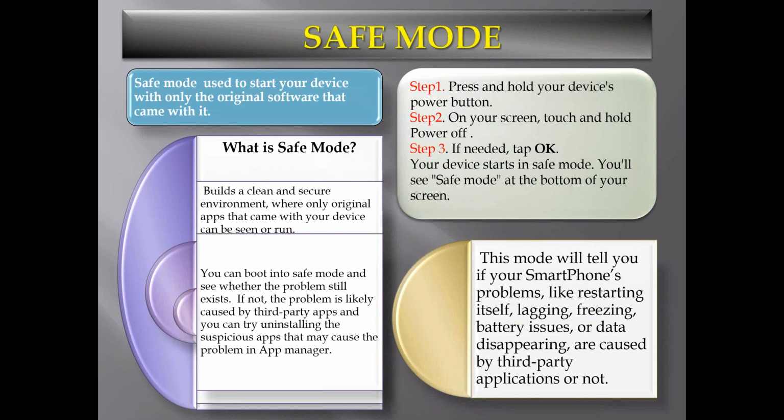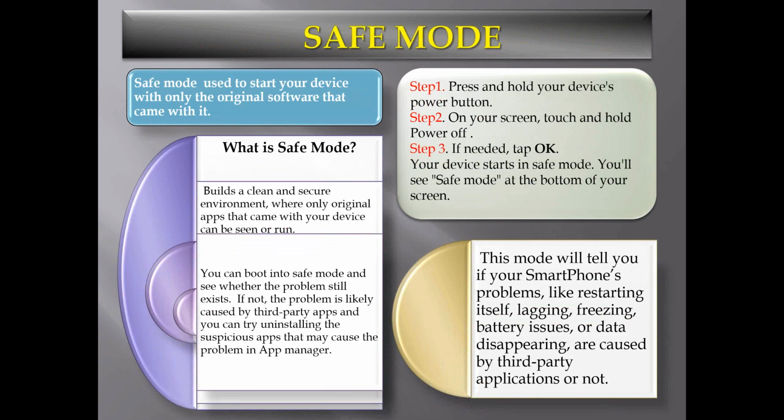Eventually our phone will start having some problems like lagging and freezing, and battery issues. It's running out of battery too fast because there are so many processes going on, or it could happen that your data is disappearing. So at one point you will need to bring your device to its original state. In safe mode, this is basically how you are going to recover and reset your phone to its original state.